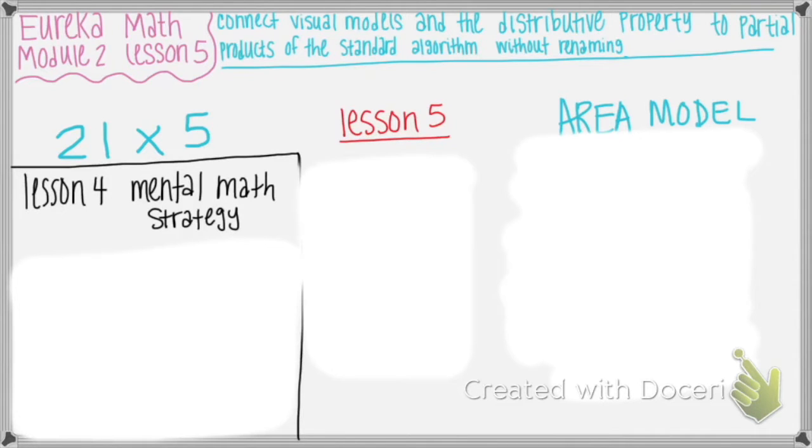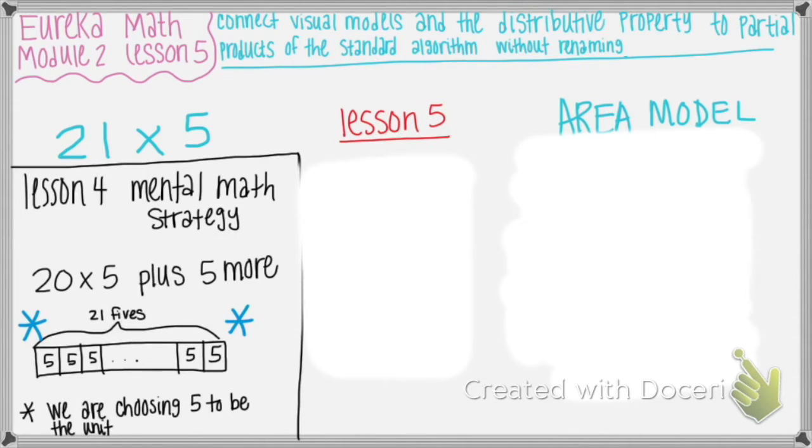Module 2, Lesson 5, we're connecting the visual models from Lesson 4 to the distributive property to find partial products of the standard algorithm. Let's look at the problem 21 times 5. In Lesson 4, we used a mental math strategy where we rewrote this in unit forms. We might have written this as 21 fives or 5 21s. 21 fives makes more sense because we can use some mental math with this. We can say 20 fives and then one more group of 5.